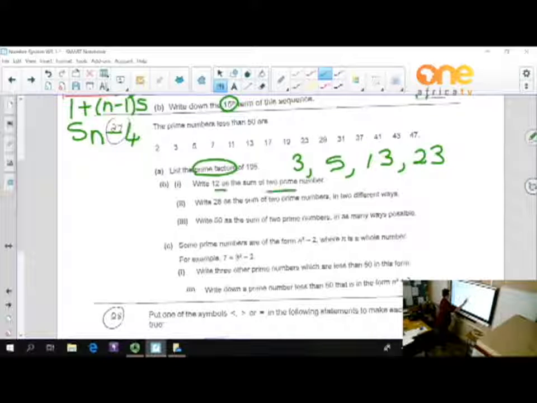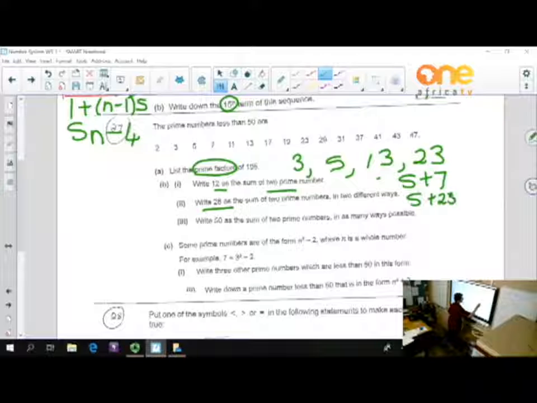Write 12 as the sum of 2 prime numbers. So we can see now what will give us that, and that will be 5 plus 7. There's my prime numbers. I choose them there. Write 28 as the sum of 2 prime numbers. So you'll have to see, what about 5 and 23? So 5 plus 23, but it could also be 23 plus 5. They say in 2 different ways. Perhaps you can find another one.